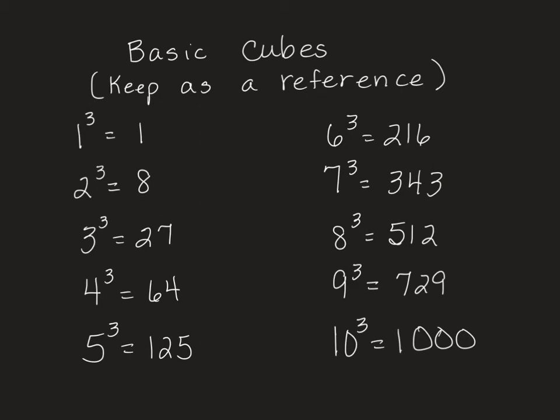Alrighty, so the next thing I wanted to give you was some basic cubes to keep as a reference. So some of these you probably know. As we get up in the larger numbers, it might not be as common knowledge. So 1 cubed equals 1, 2 cubed is 8, 3 cubed is 27, 4 cubed is 64, 5 cubed is 125, 6 cubed is 216, 7 cubed is 343, 8 cubed is 512, 9 cubed is 729, and 10 cubed is 1,000.